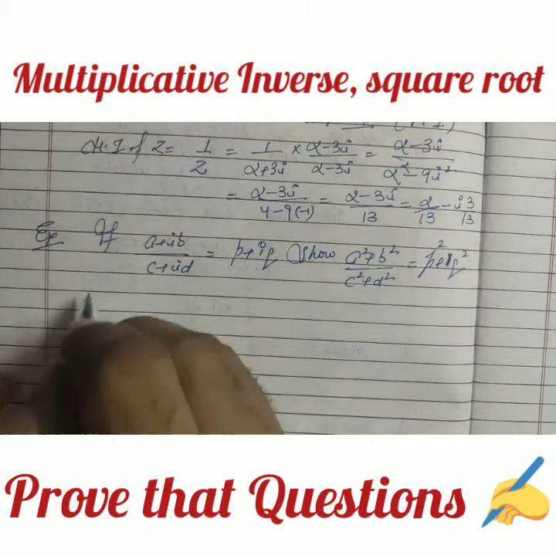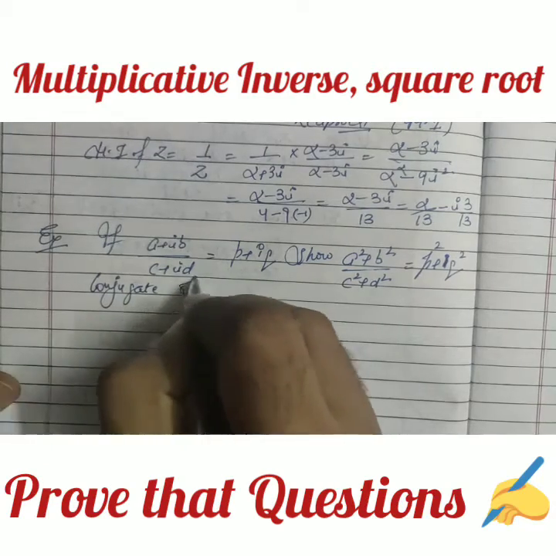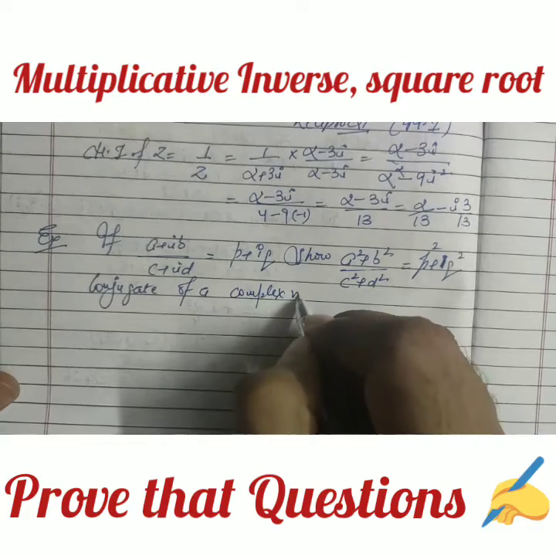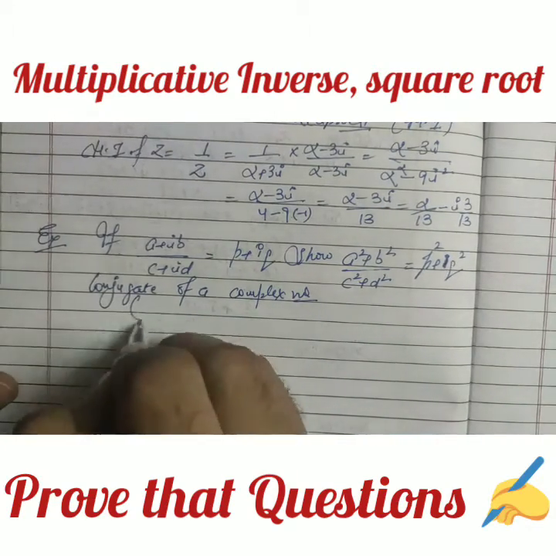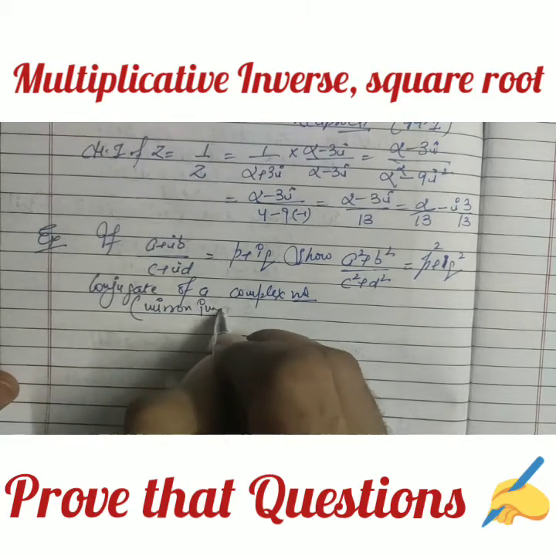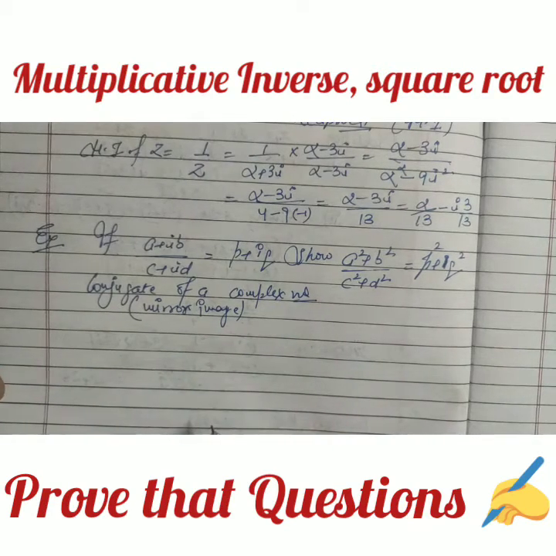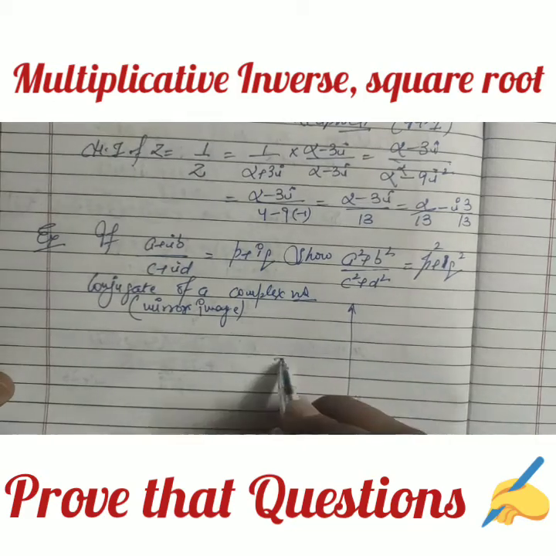To do that method, we have to know about the conjugate of a complex number. Now how can we calculate the conjugate of a complex number? It is like the mirror image of a coordinate, taking the x-axis as a mirror like this.